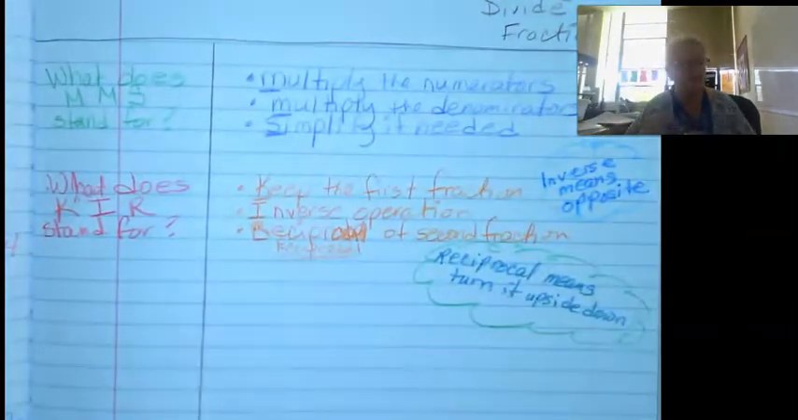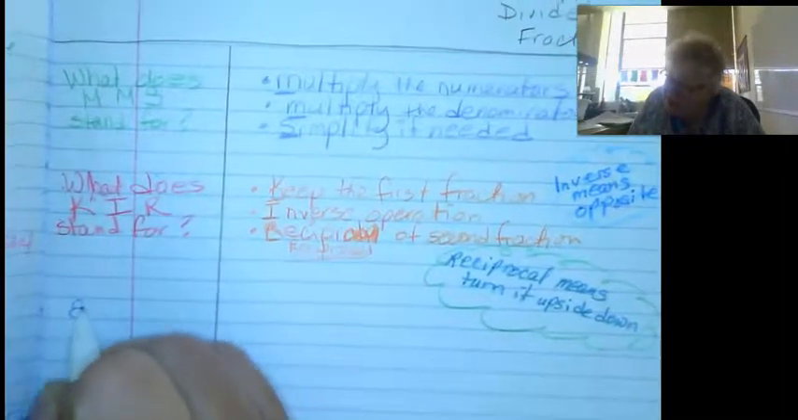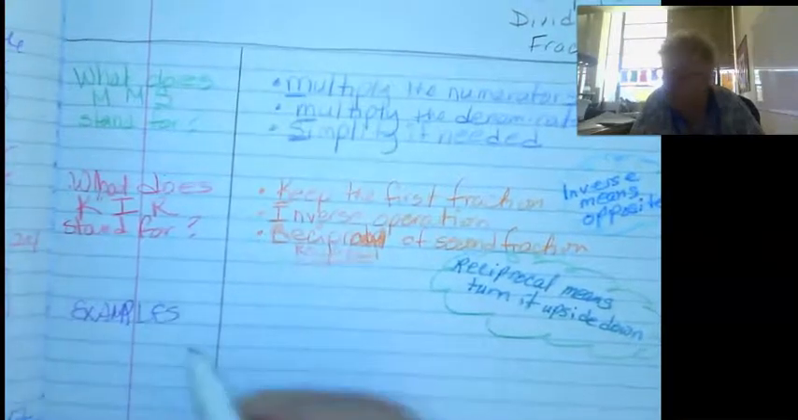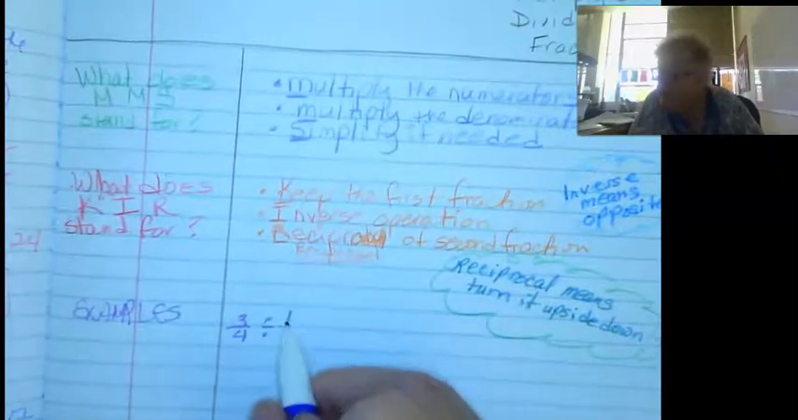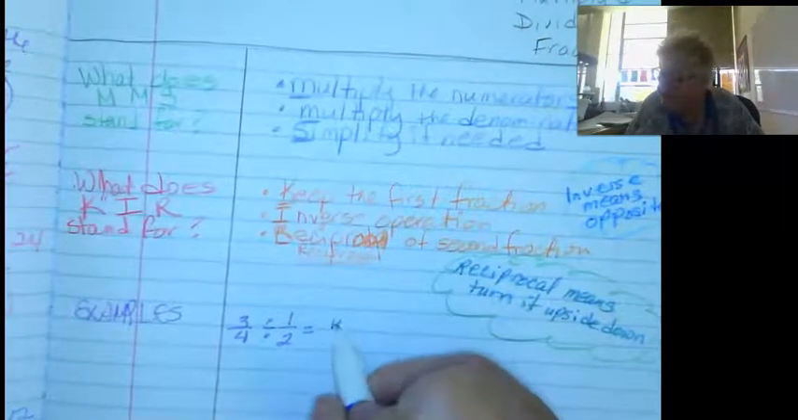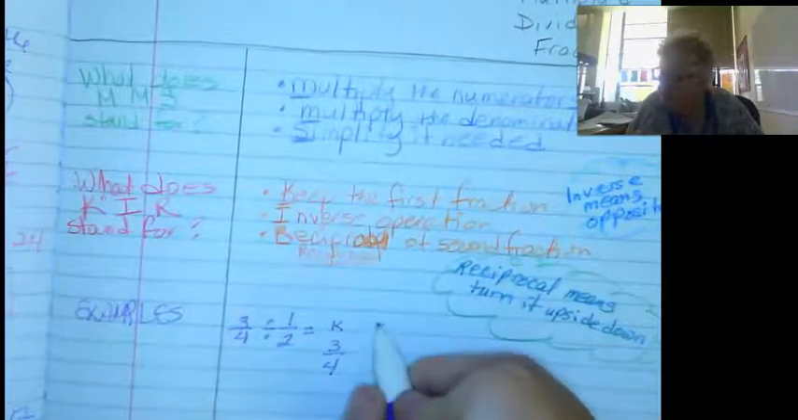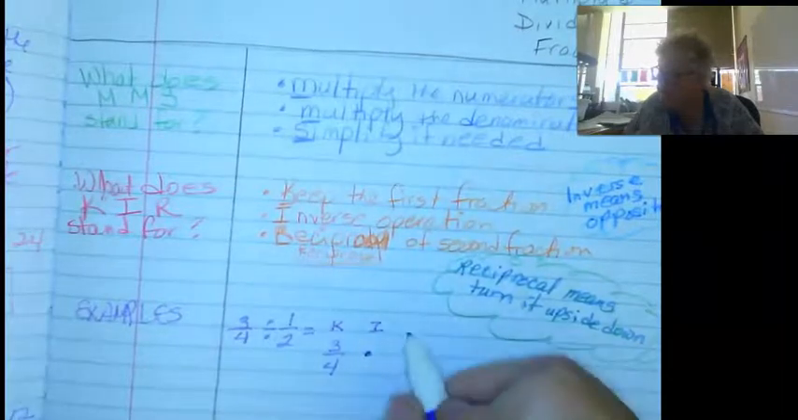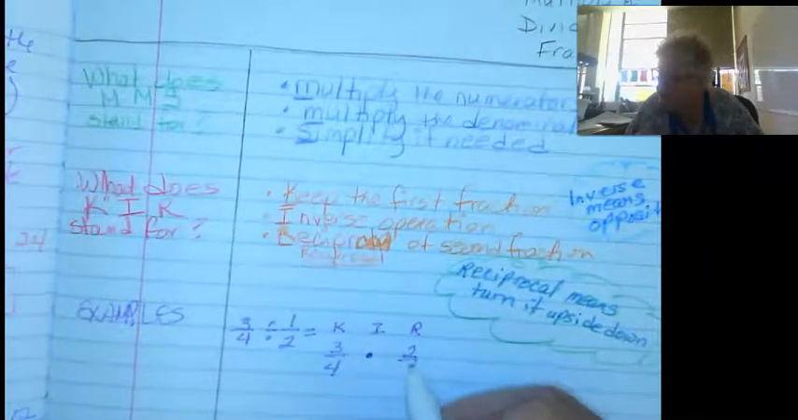All right, so let's look at this. For our examples, we've got 3/4, and that's divided by 1/2. We're going to KIR. Ready? K, keep, 3/4. I, that division becomes multiplication. And R, flip that upside down for the reciprocal, 2/1.